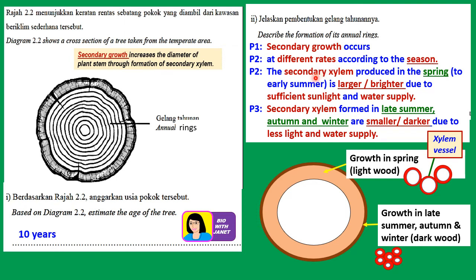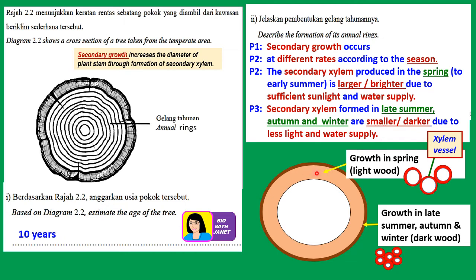So during spring, what happens? The secondary xylem produced in the spring to early summer is larger and brighter due to sufficient sunlight and water supply. And then after that, in late summer, autumn and winter, the secondary xylem formed is smaller and darker due to less light and water supply. Okay, so let's explain this.